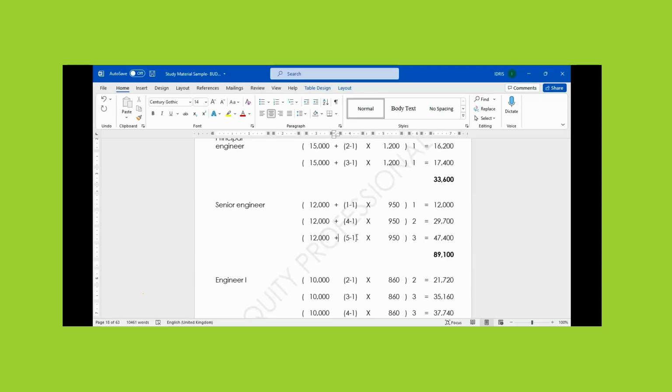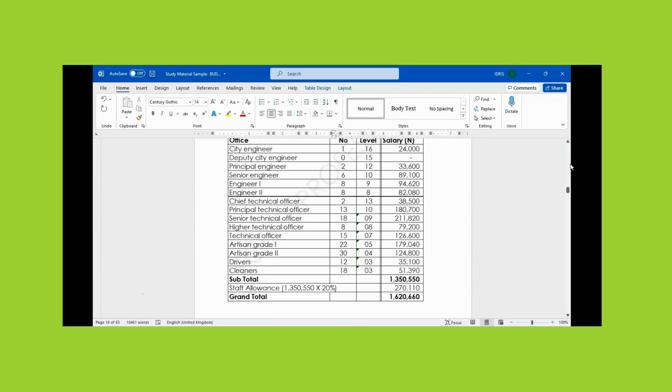It will give us 89,100. So that is what we are going to put in our solution. 89,100 for senior engineer. They have 6 staff, grade level 10, 89,100. Let's do one more so that we move to cash budget.